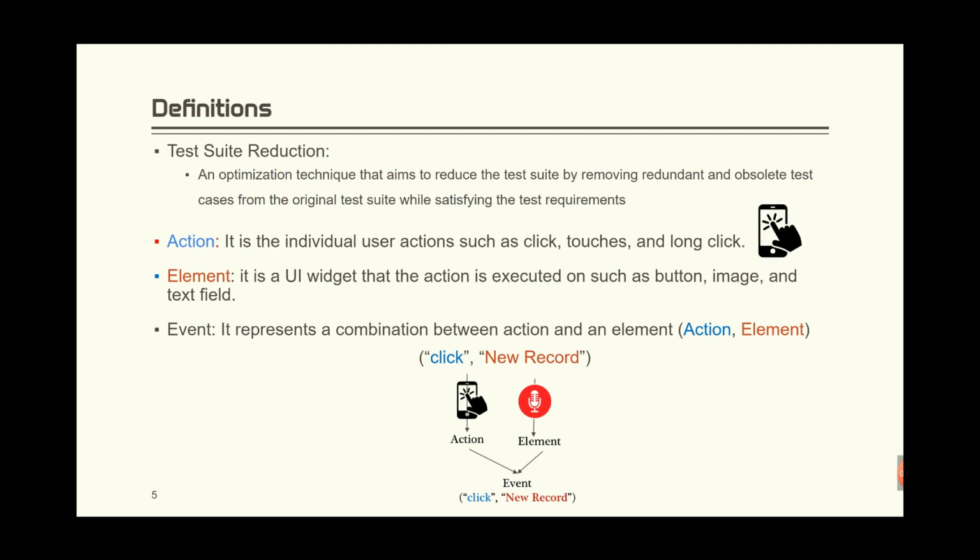Let's take this example to explain the element, action, and event using a recorder application. A user clicks a new record button, and this click is an action, while the new record button is the element. The event, as you see here, combines the action and the element. So it will be click and new record.